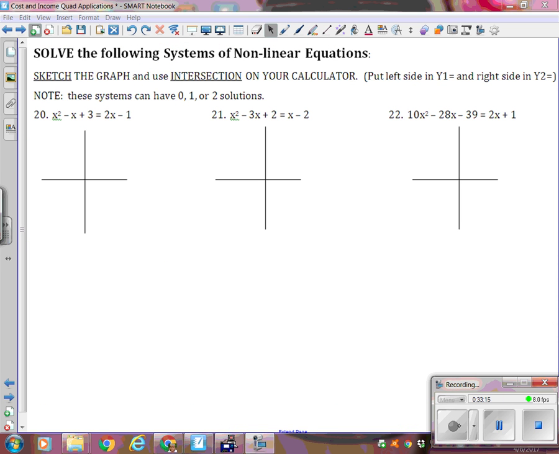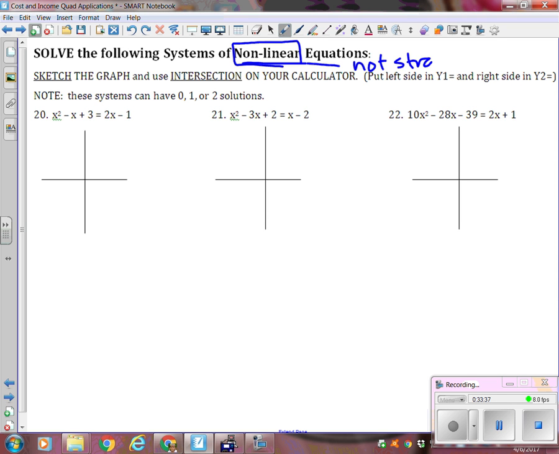All right. This is a little bit of a long lesson, so let's go ahead and push forward. Let's start part 2. This is totally with the calculator. It's pulling off of the idea of doing intersection, where we have a non-linear equation. What does non-linear mean? Not linear. It means not a straight line. So I'm going to see some things that curve.